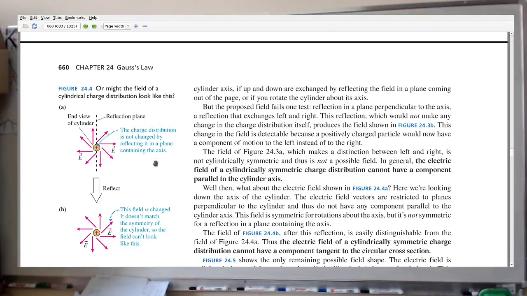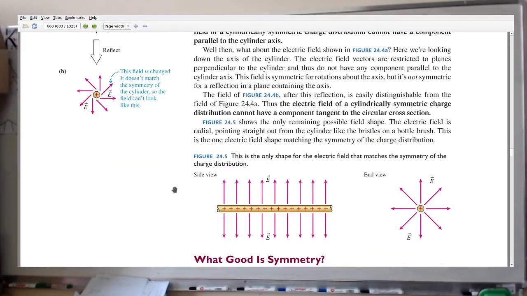And so this looks like it could be, and in fact, if you're familiar with the magnetic field produced by a current, then this is somewhat similar to that one. But for electrostatics, for electric field, this is not allowed, because when you're reflecting over this plane, to the left and to the right of this plane, the charge distribution is not going to change. But if electric field is changing, then you have a contradiction. This cannot work.